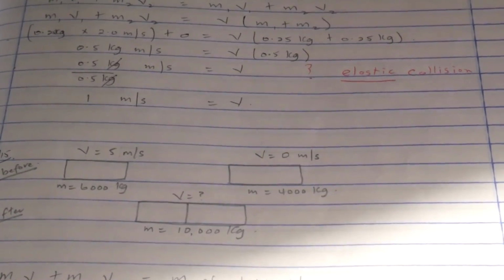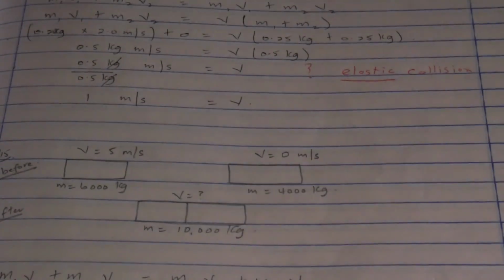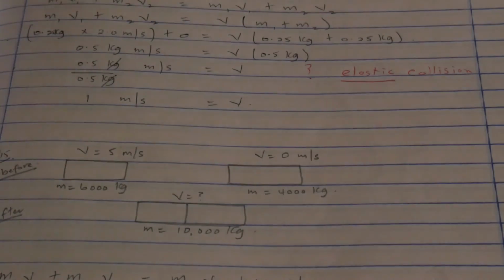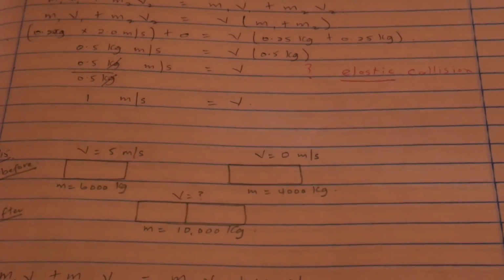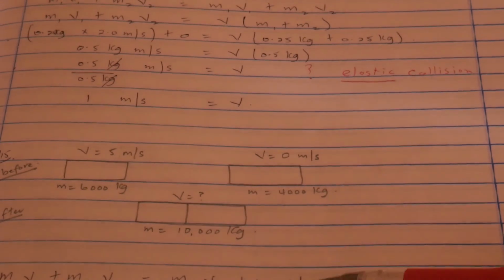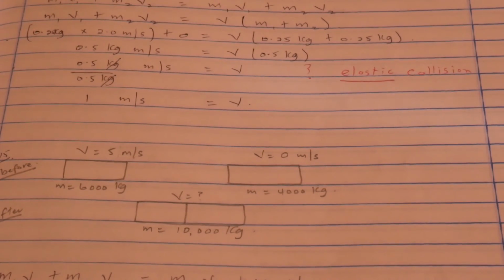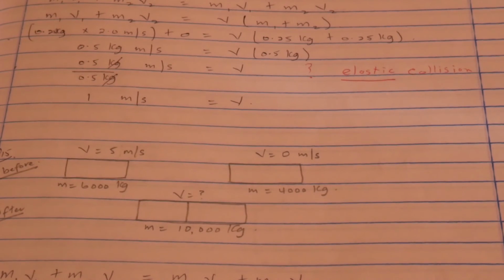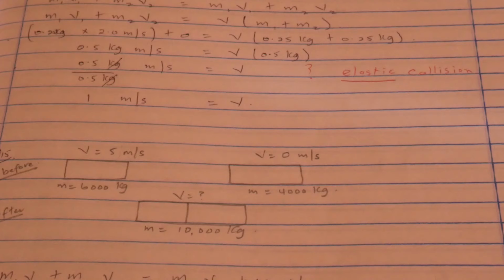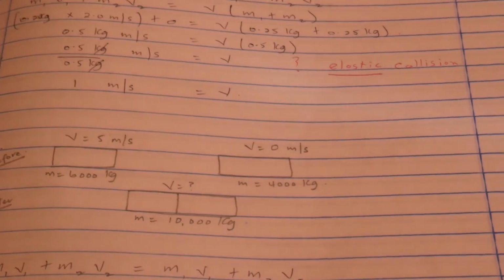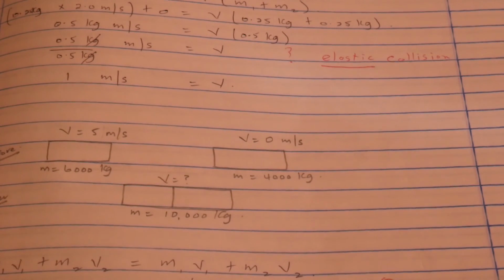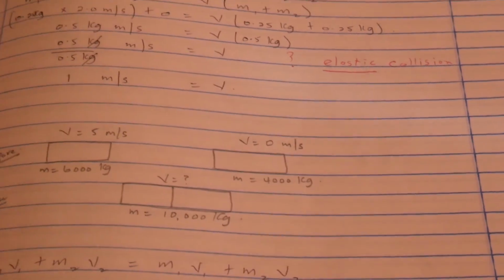Oh, 1 second. Alright, next question. What is the velocity of the 8 ball after the elastic collision below? Alright, so this is number 14. Here we have the 8 ball being 2.5 kg.